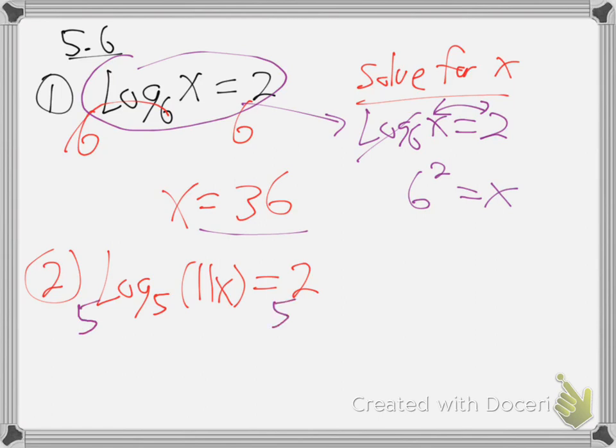So that'd be the 5, right? When the base of the log, the base thing, is 5, 5 squared is 11x, and that's 25. And then just divide by the 11. Boom, there we go. 25/11ths. Easy, right? Just do the opposite if you're thinking about it.